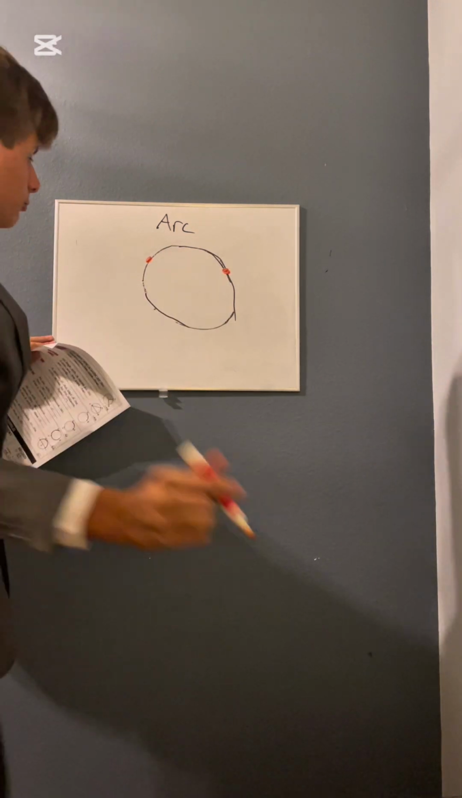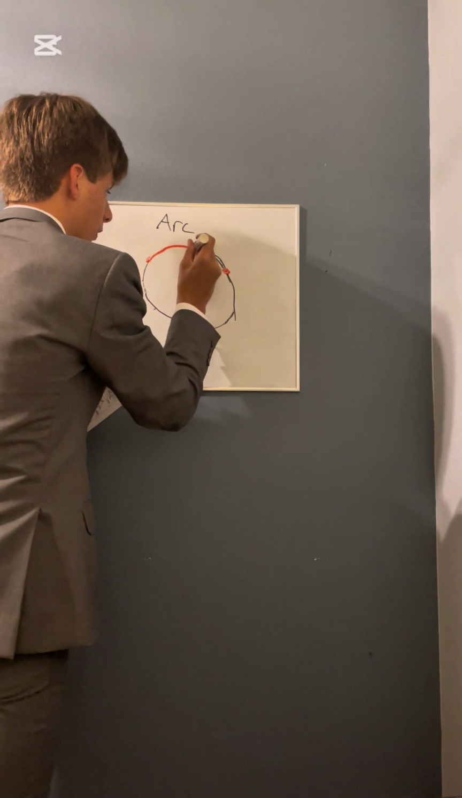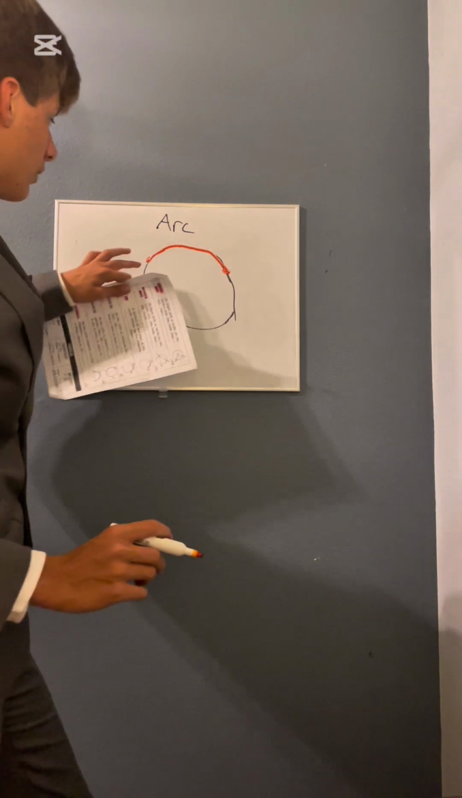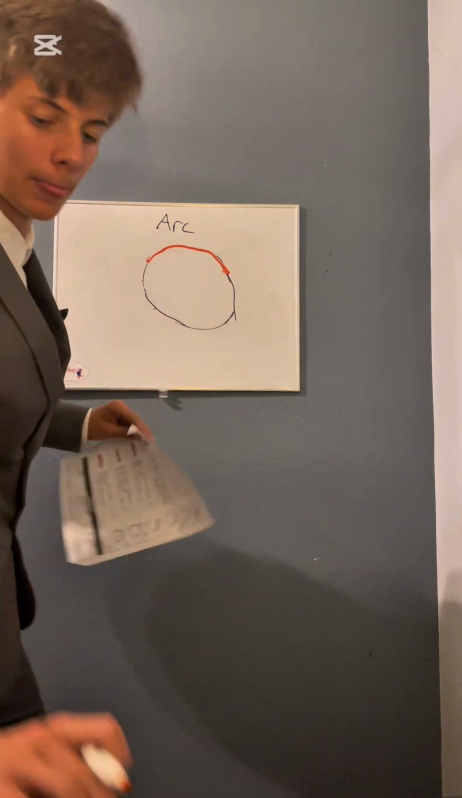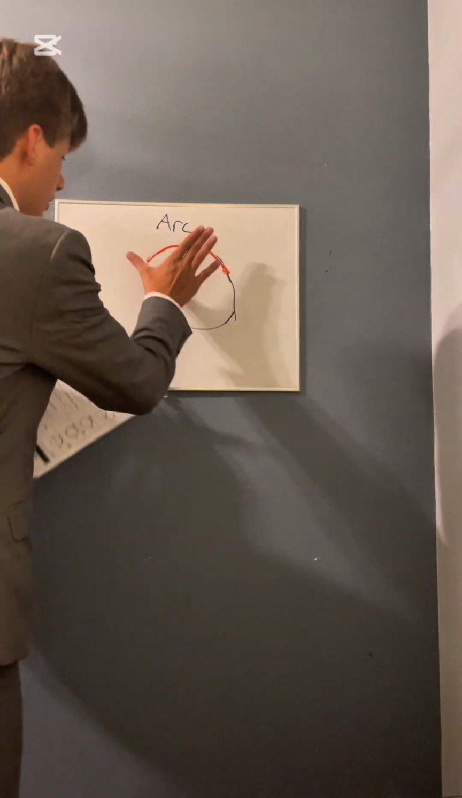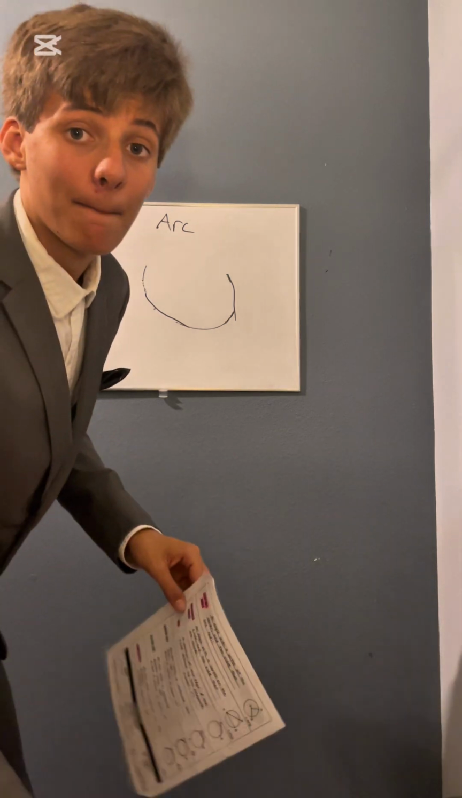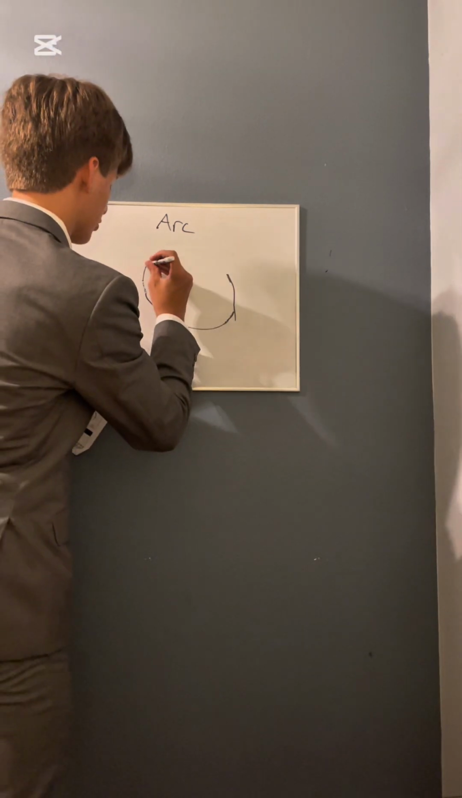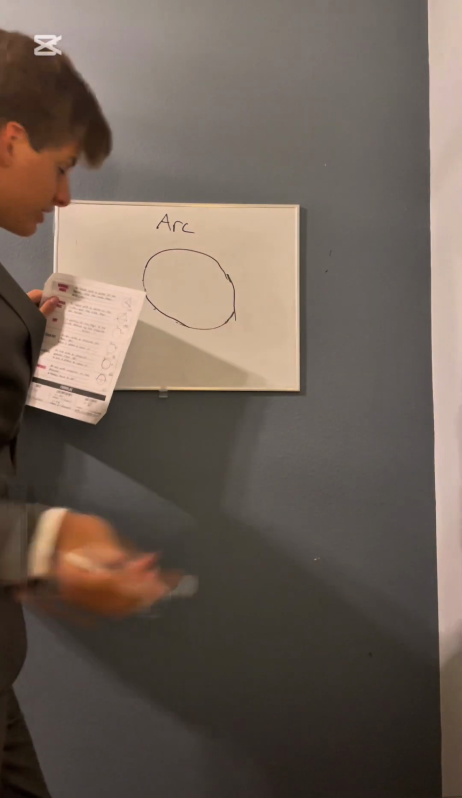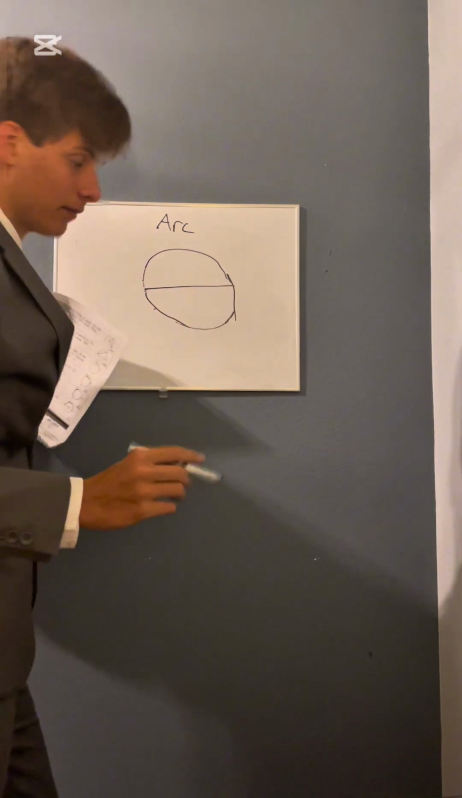An arc is signified by 2 endpoints. Not always, but we'll get to that. It follows the outer edge of the circle. That is an arc. Get it? Okay, cool. Now, let's get on with it. We now have major arcs and minor arcs. We'll start it off with minor arcs. Remember that thing about the diameter? It cuts the circle in half, basically.